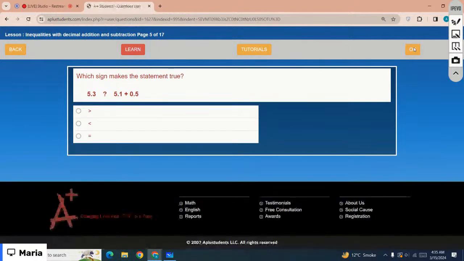5.3, you have to compare it to 5.1 plus 0.5. So, which is the correct option? The correct option is less than, option number 2. Which sign makes the statement true: 5.3 is less than 5.1 plus 0.5, right?